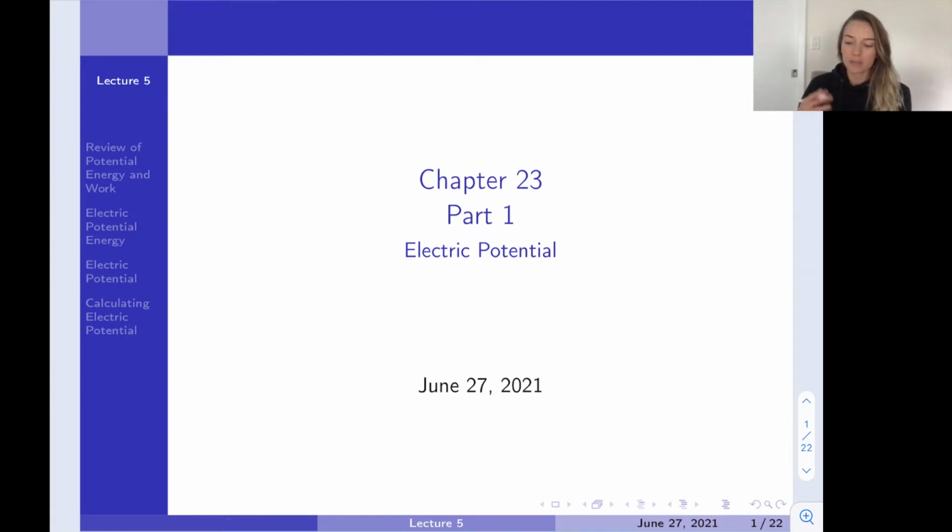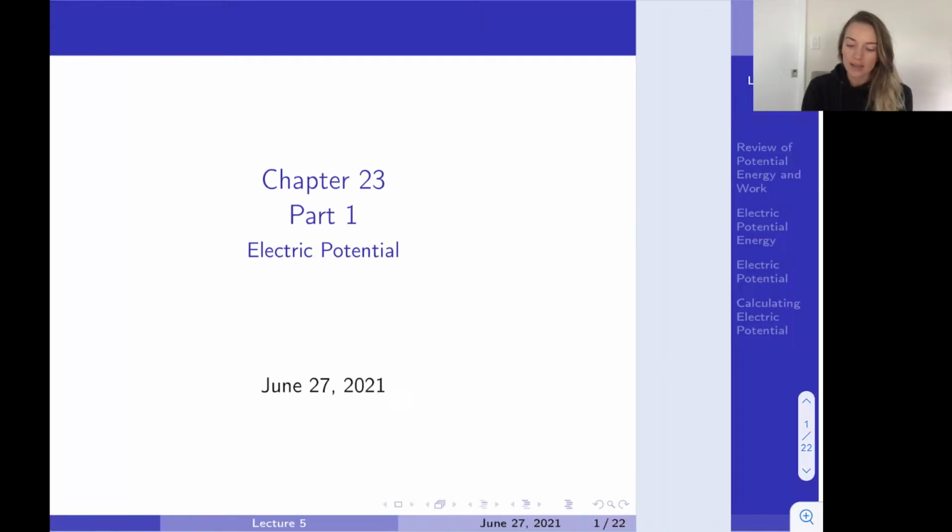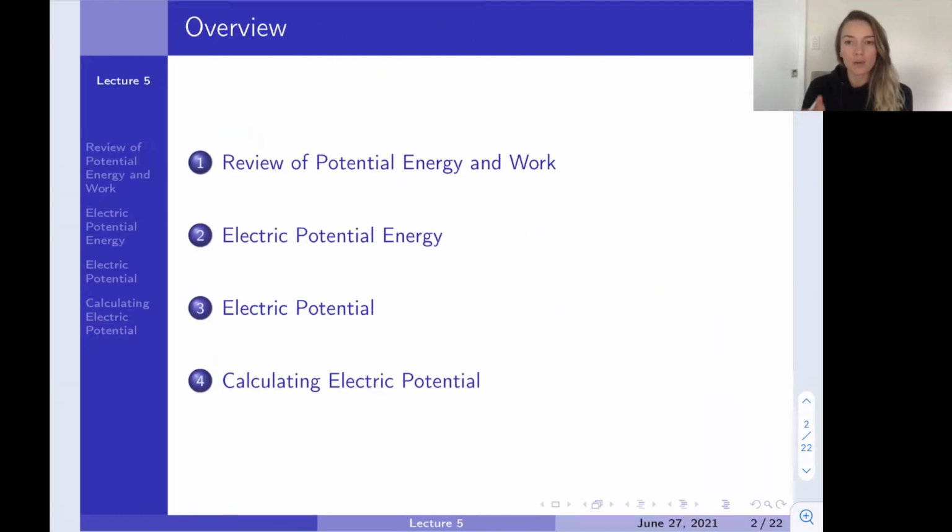All right, so today we're going to be starting chapter 23. This is the chapter on electric potential. Today we're going to be focusing on potential energy, work, and an introduction to electric potential, and we'll do more calculations with electric potential tomorrow.